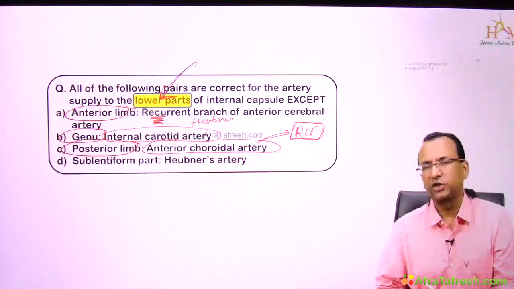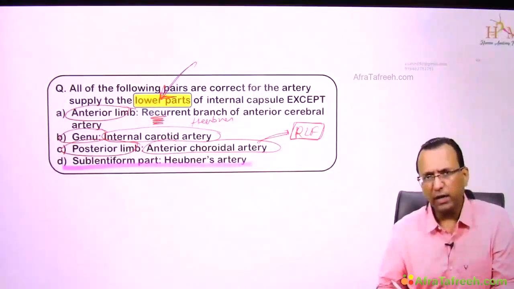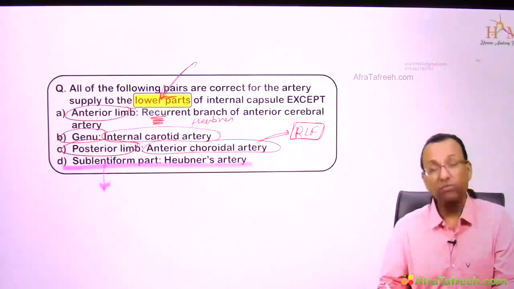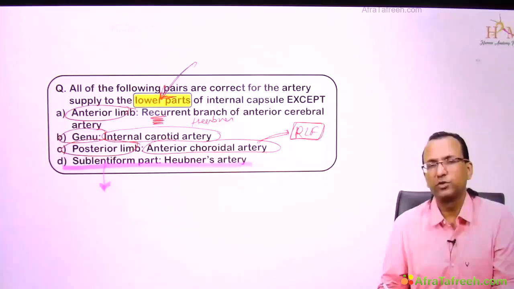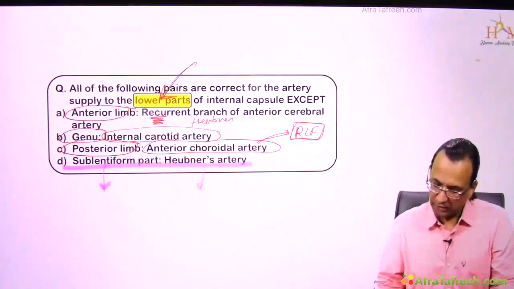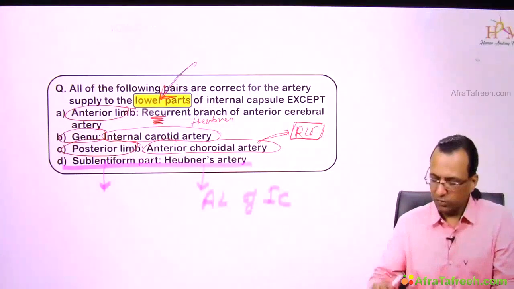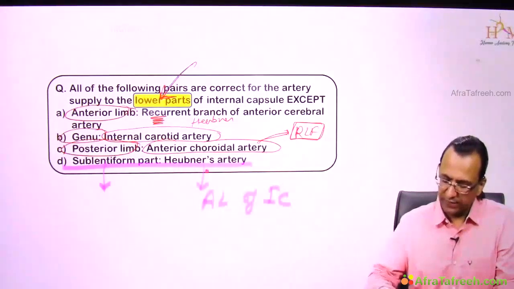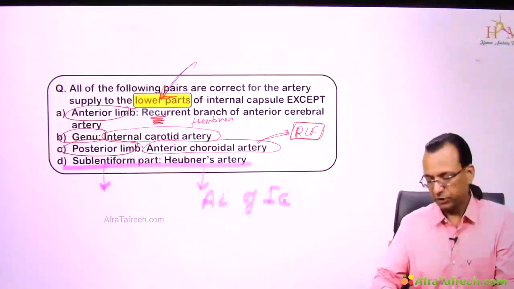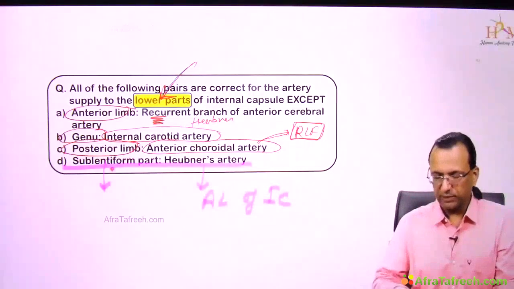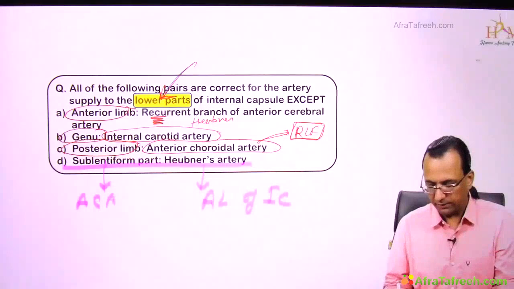Are you trying to say that this is the answer? Yes. Why? Because the sublentiform part is the posterior part of the internal capsule, so the Heubner artery supplies the anterior limb. You are telling me the Heubner artery is a branch of the anterior cerebral artery supplying the anterior limb of the internal capsule? Yes. Then who supplies the sublentiform part? It is posteriorly placed, so the anterior choroidal artery.